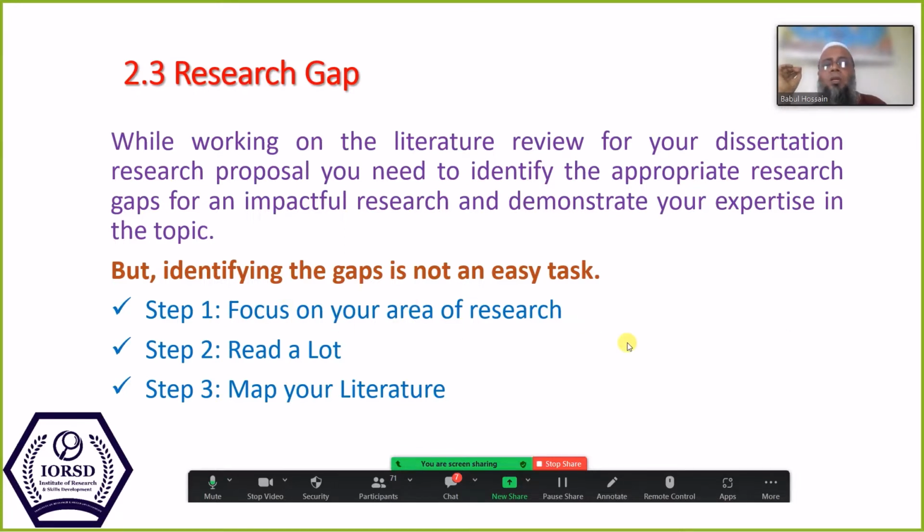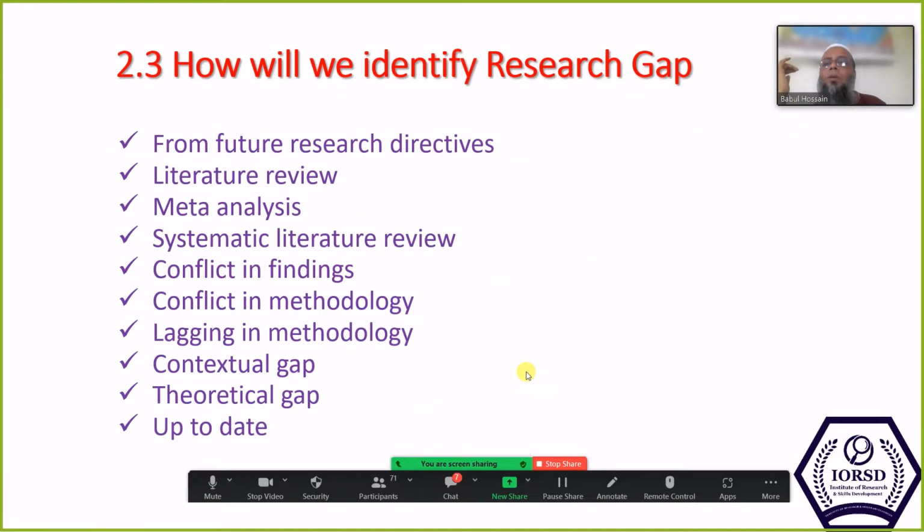Focus on your area of research, read a lot, map your literature. So how will we identify research gap? From future research directives. Okay, it is very important. Sometimes students don't understand where you will get the research gap. Number one, you will get your gap from systematic literature review. If you have the table literature matrix, then you can find which variables are missing, which theory is missing, which methodology is missing. Everything you will find there.